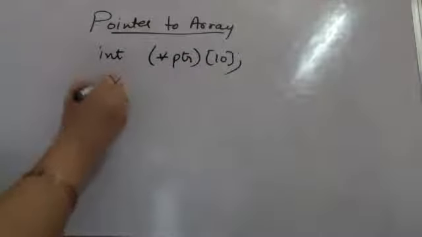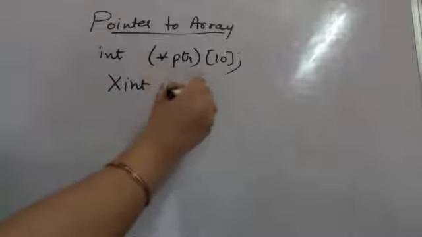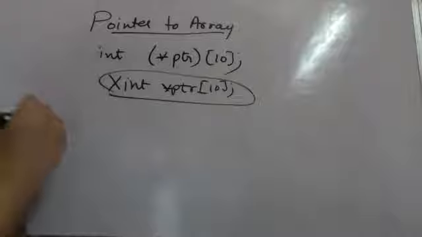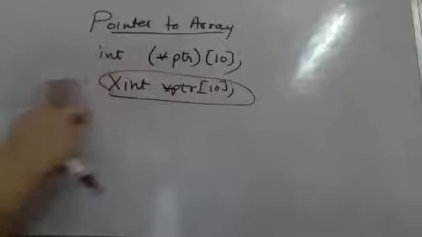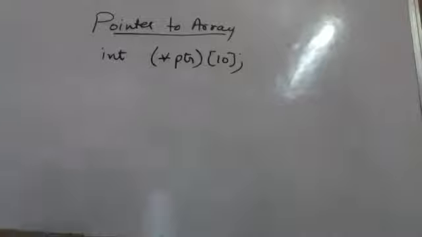And it is different from an array of pointers. It is not the same. I am again saying, this is the array of pointers which we have just done, and that is the pointer to the array of 10 integers. It is a single pointer to an array of 10 integers.